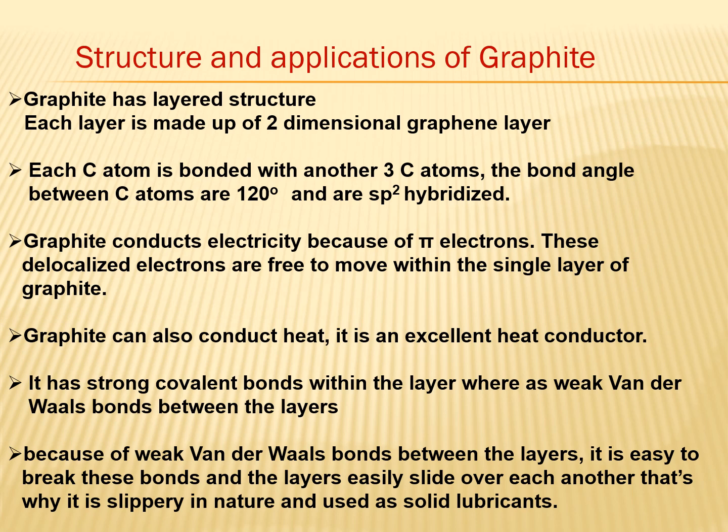So the bonding between the layers is very weak. However, bonding within the layer is a very strong covalent bond. And thus graphite has a very high melting point.